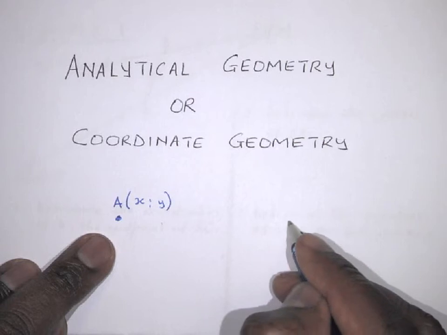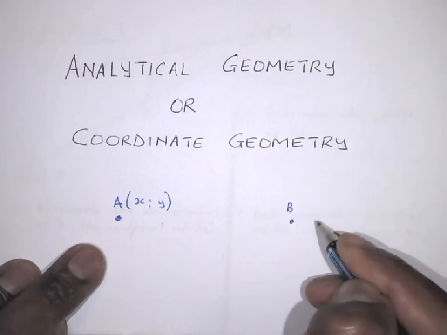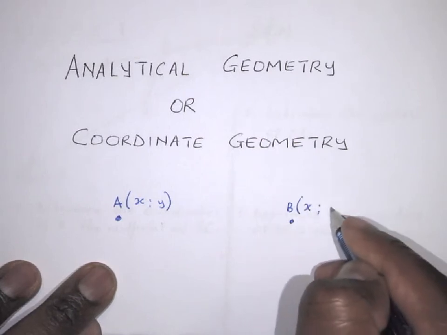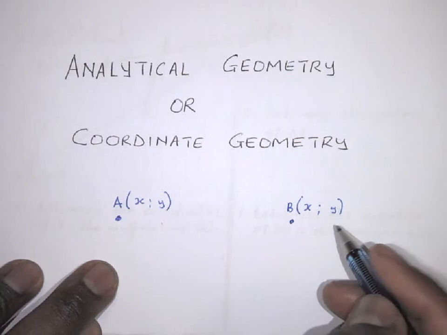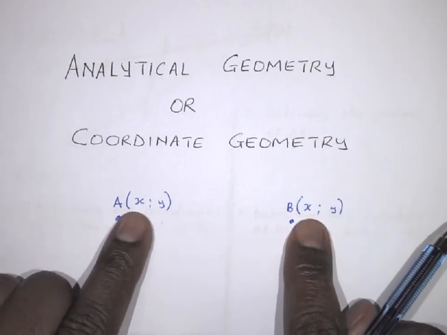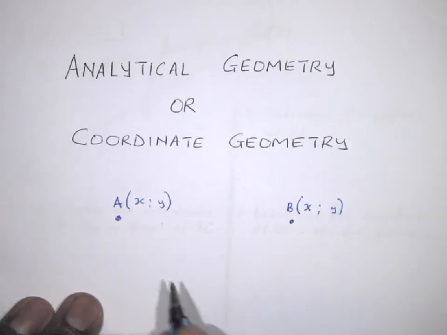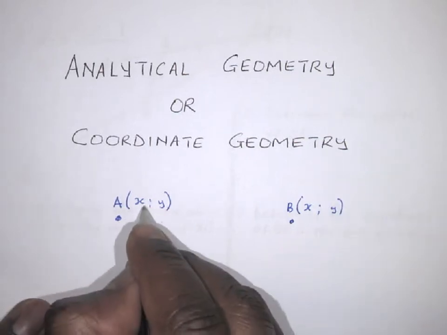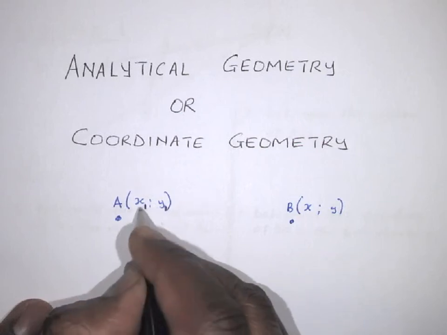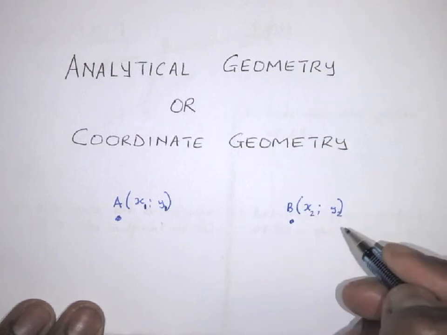Say for instance I've got another point over there, which is point B. It can also have the values for x and y, x, y. But if I were to write it like this, it would seem as if the x and the x over there are the same and the y and y over there are the same, which is not the case. So to differentiate them, we say this is the first x and the first y, so it's x1, y1, and this will be x2, y2.